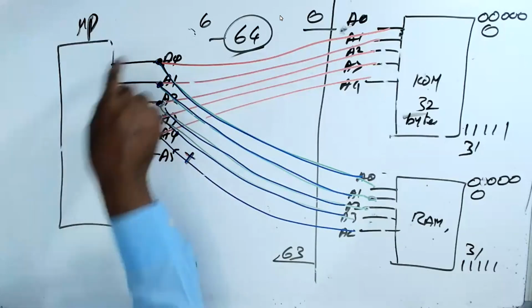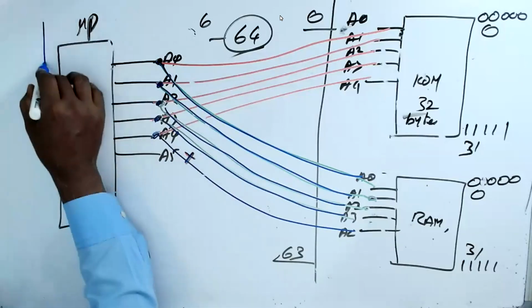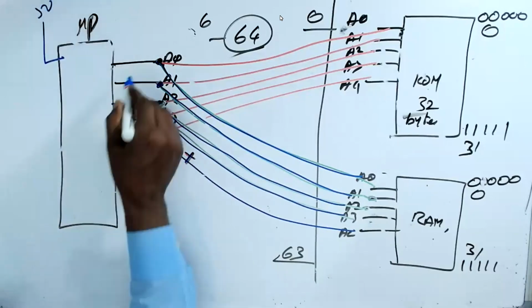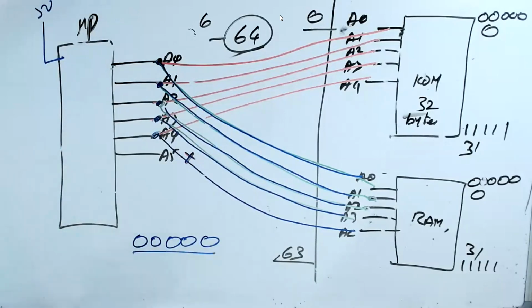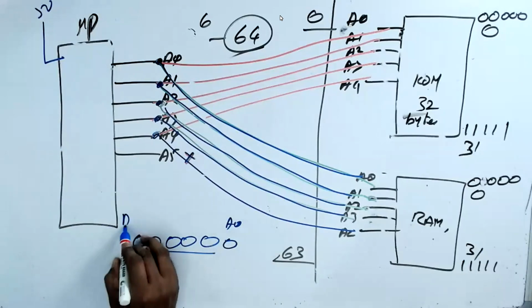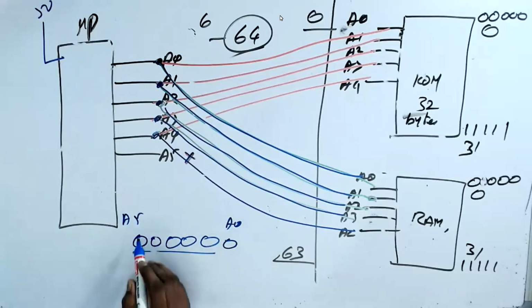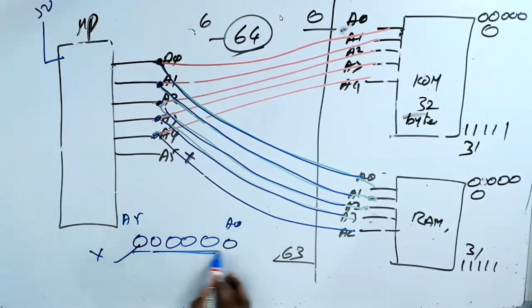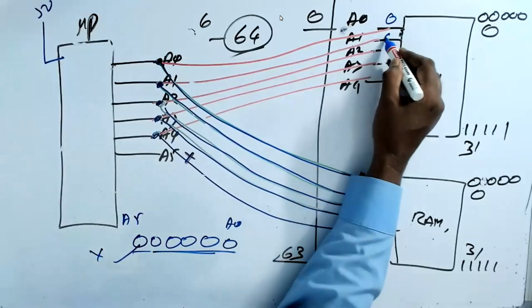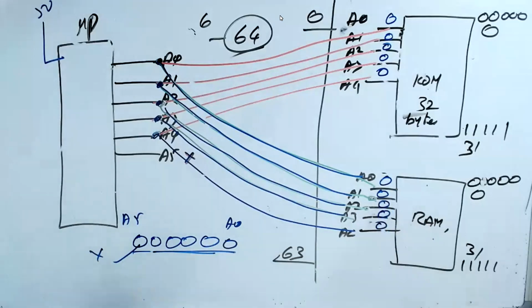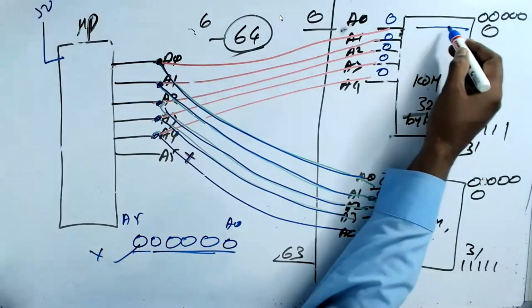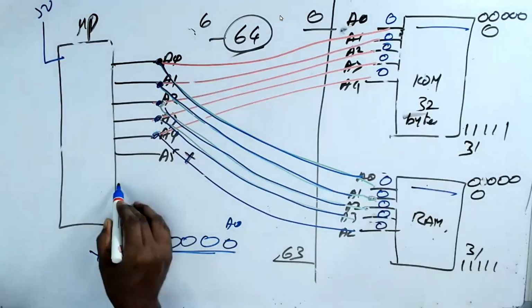Now when you give 5 volts, the microprocessor gives address 000, what will happen now? 6 zeros, because A0 to A5. This is not connected. These 5 zeros go here also, go there also. Now this 0 will come out, this 0 will come out, because he's going to read first.